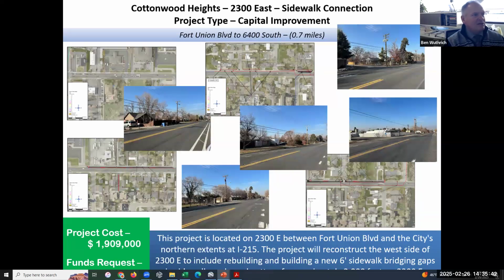Next project is, I apologize, a Cottonwood Heights project on 2300 East. Let me start all over on this one. This is on 2300 East between Fort Union Boulevard and 6400 South. It's to construct missing sidewalk and address missing curb and gutter. This is estimated to cost 1.9 plus million. The funds being requested are 1.7 plus million.